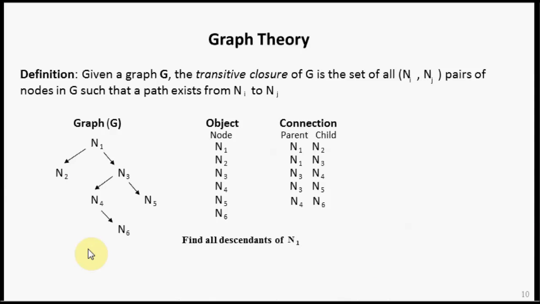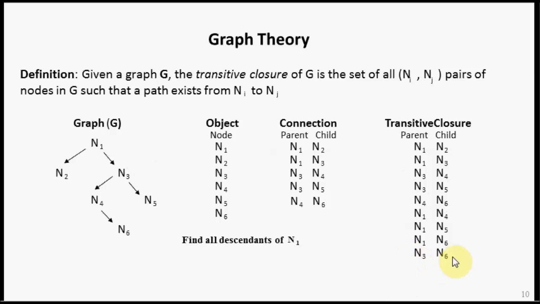The notion of transitive closure is a concept that is foreign to most people. So let's look at a definition of transitive closure. Given a graph G, the transitive closure of a graph is the set of all potential paths between all nodes in the graph. In fact, the transitive closure of a graph can be represented using a relational table here. So the way to think of the population of this table is as follows.